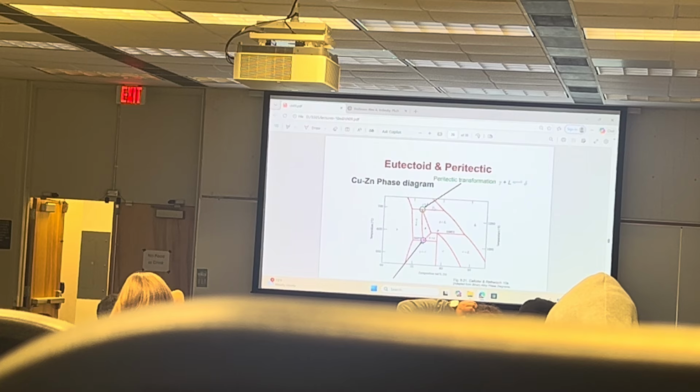Here is an example of peritectic transformation. We have gamma plus liquid, and upon cooling it's going to form the delta phase. This is the copper zinc phase diagram. You see?